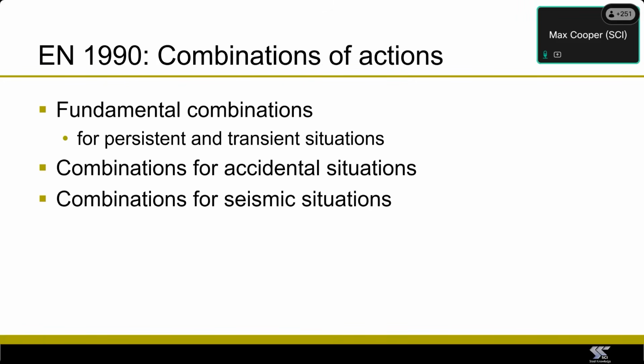Starting with EN 1990, we have three different categories of combinations of actions. We have fundamental combinations, so that covers permanent, persistent, and transient situations. That concerns every structure, so I'm hoping that everyone on this call will be familiar with what that means. We'll consider combinations for accidental situations. As I alluded to in the previous slide, they crop up perhaps more than you might expect, but certainly not for every structure. And then finally, there are combinations for seismic situations, which, as I mentioned before, we don't typically need to consider in the UK.